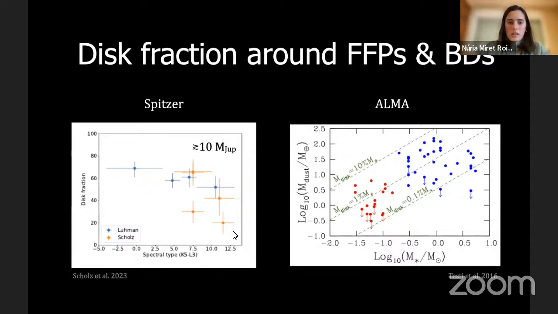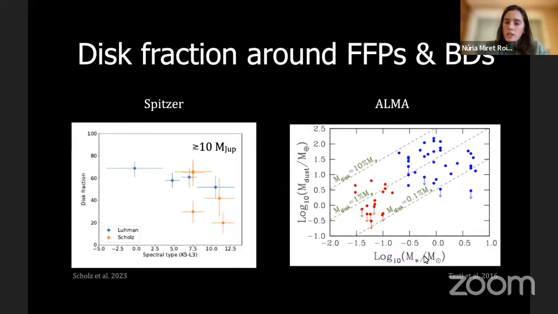So here in this image that I'm showing you, you see the disk fraction as a function of spectral type. And here we have high mass stars, and we are going slowly to lower mass stars. And in this study, they could only identify disks for objects more massive than 10 times the mass of our Jupiter. So these authors were suggesting maybe this is the limit of objects that form similar to low mass stars, and the rest would form differently.